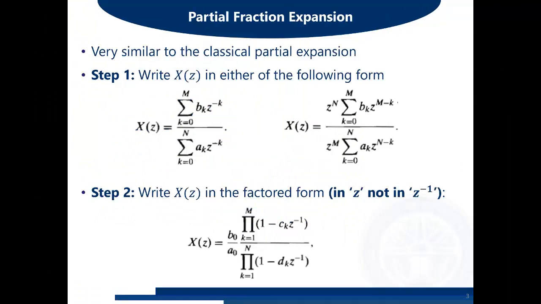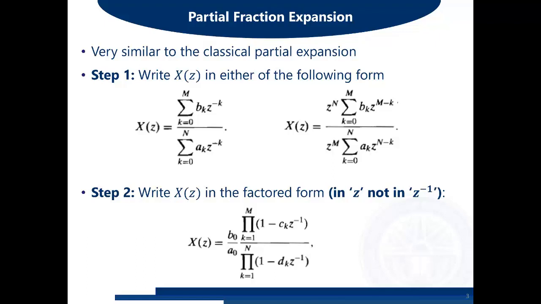So step 1 is that we will write X of z in either of the following forms. Means we can write the Z transform either in this rational form, or we can take z raised to power n and z raised to power m as common, and we can rewrite the expression into this form. So this is the first step. I will show by some examples.